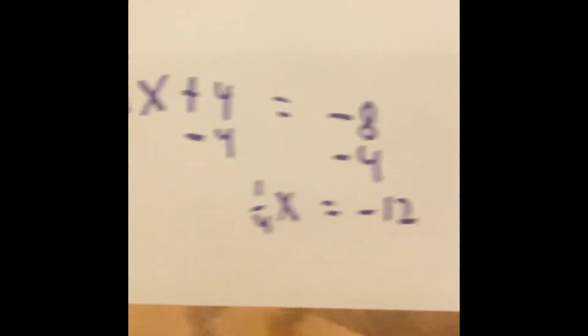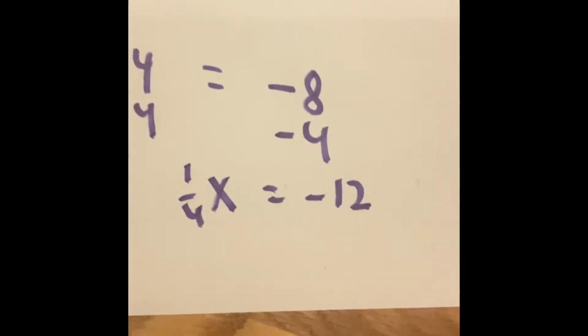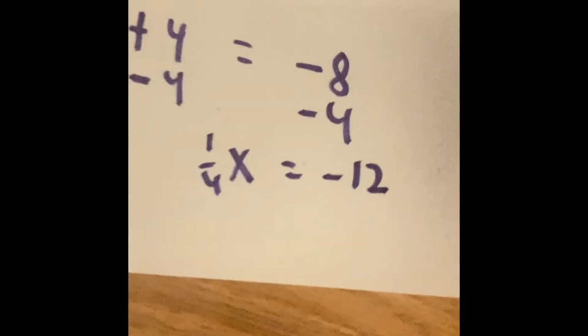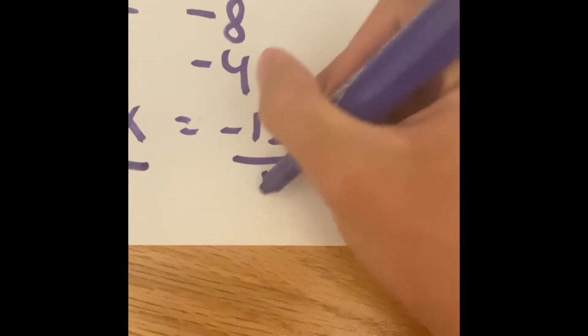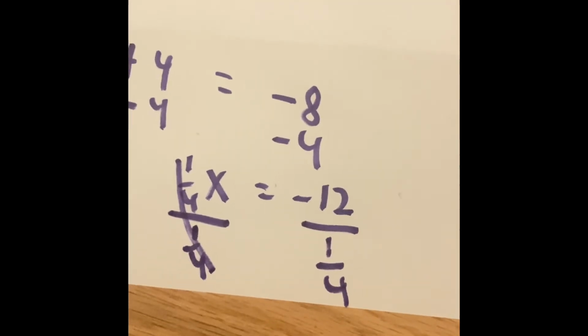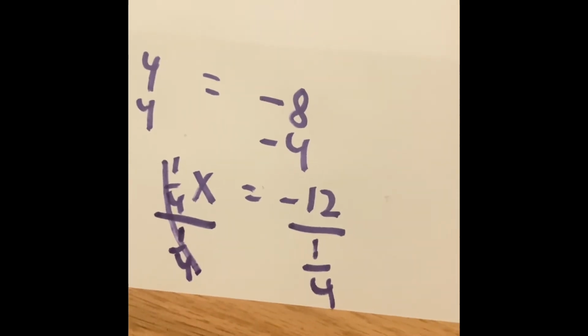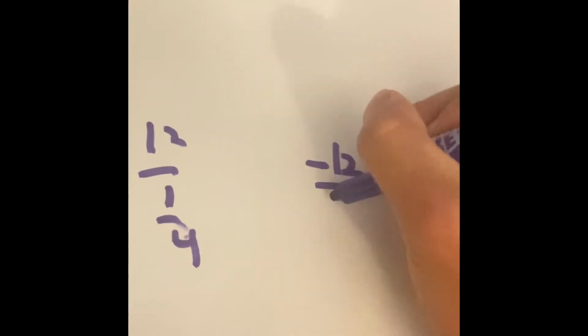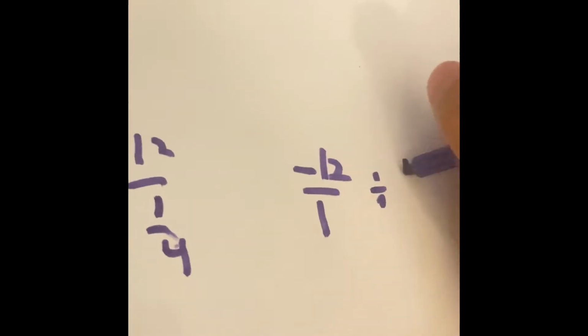So, 1 over 4 is a number, and it's right in front of the x, which is something that we don't want to happen. So we have to divide this by 1 over 4, and divide this by 1 over 4. Cross that out, because 1 over 4 divided by 1 over 4 is 1. The problem is, how can you do -12 divided by 1 over 4? We can rewrite that as -12 over 1, divided by 1 over 4.